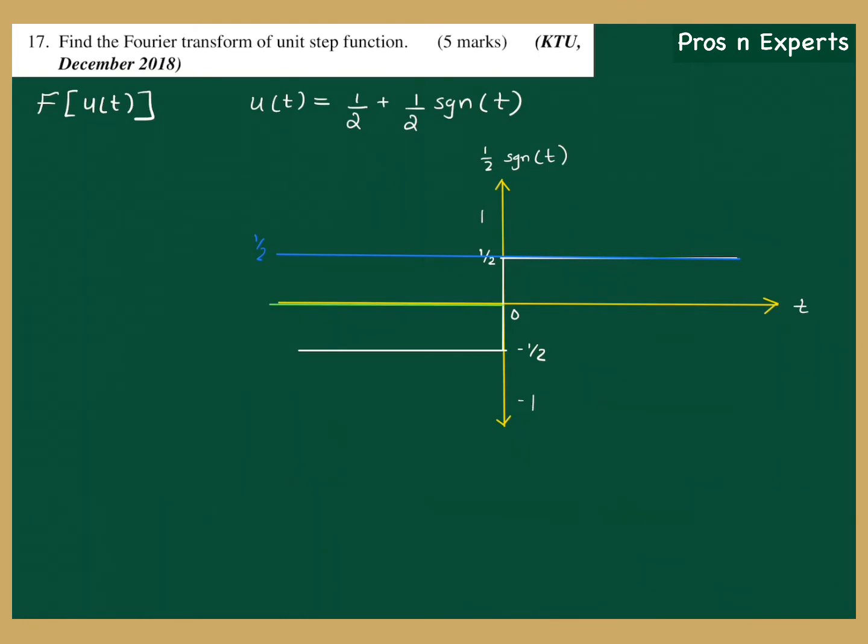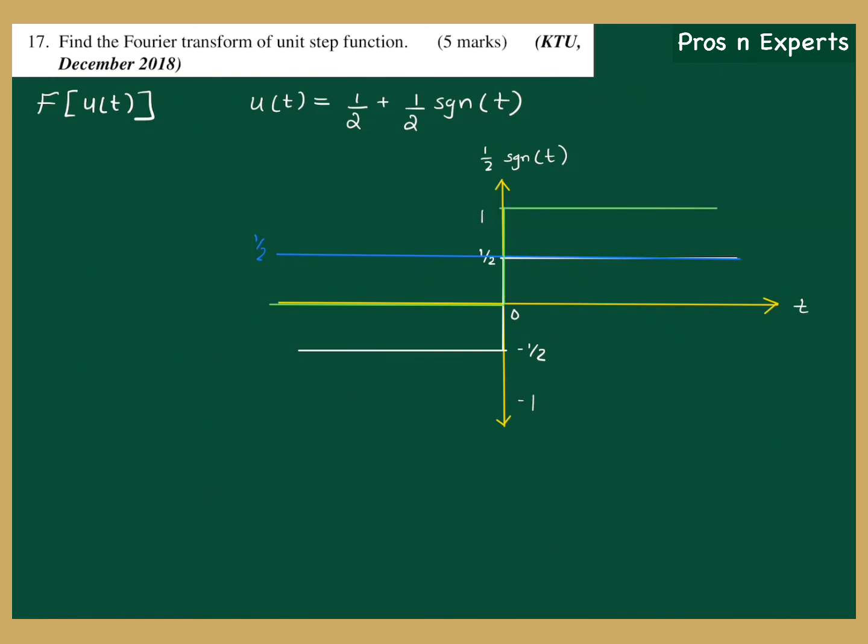Now what will be the result at the positive time interval? In this time interval, the blue signal is half and the white signal is also half. So half plus half is 1. So what you get in the positive time interval is 1.